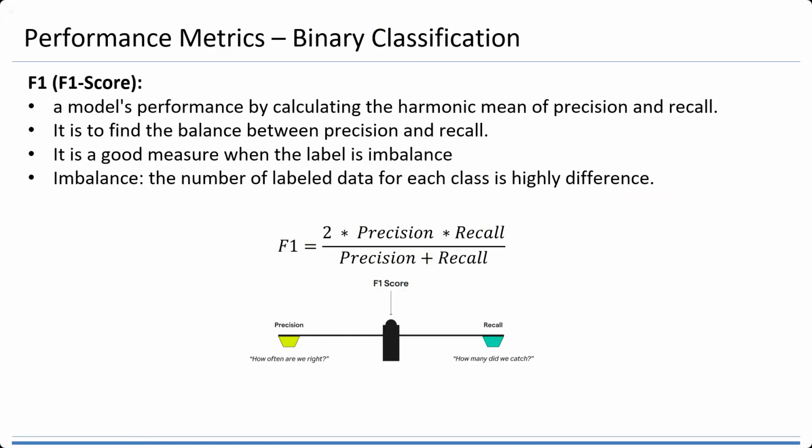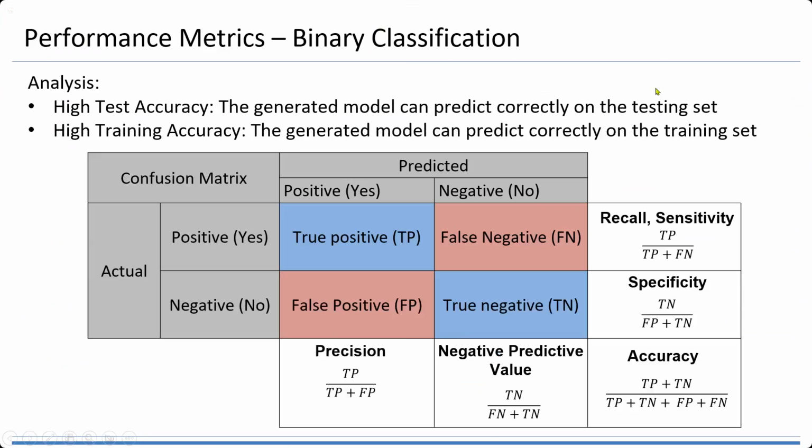On Monday, we learned about the performance metrics of binary classification. In this case, we are using the confusion matrix. If you look at this matrix, we have the actual and the predicted, and you can know what is the true positive, true negative, false positive, and false negative.